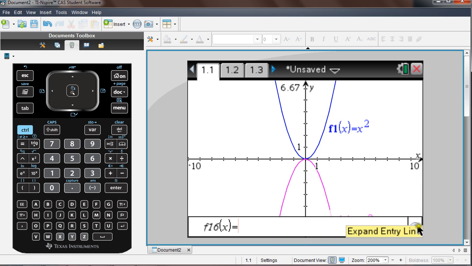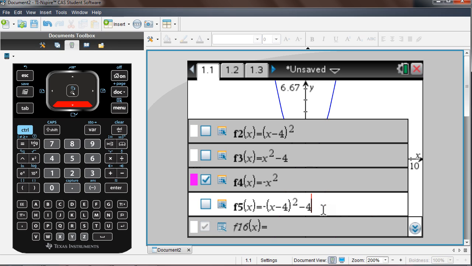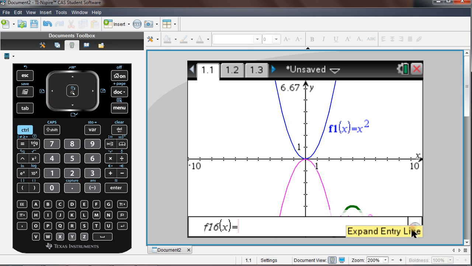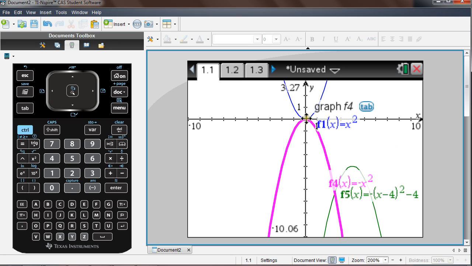Finally, we had looked at an example that did all of them. 4 to the right, 4 down, upside down. That's in green. Oops, I'm going to have to adjust this a little bit. 1, 2, 3, 4 to the right. 1, 2, 3, 4 down. Opens upside down, but the shape of the U is unchanged. It's still the exact same U shape as the original blue graph. It's just been moved around and flipped upside down in this case.